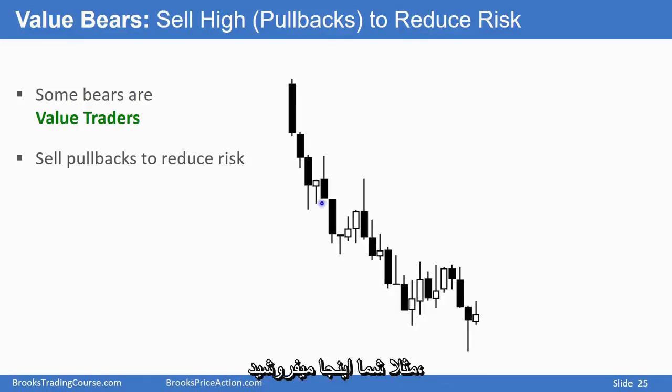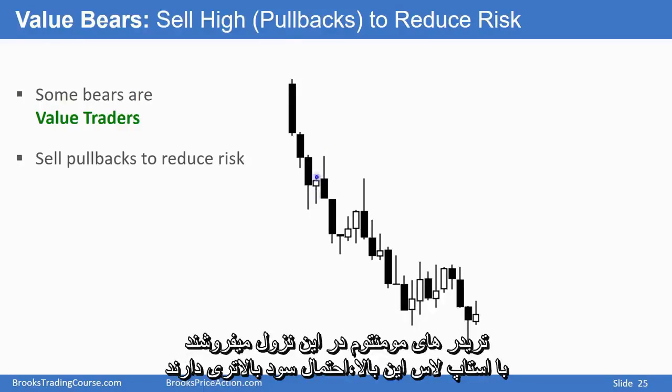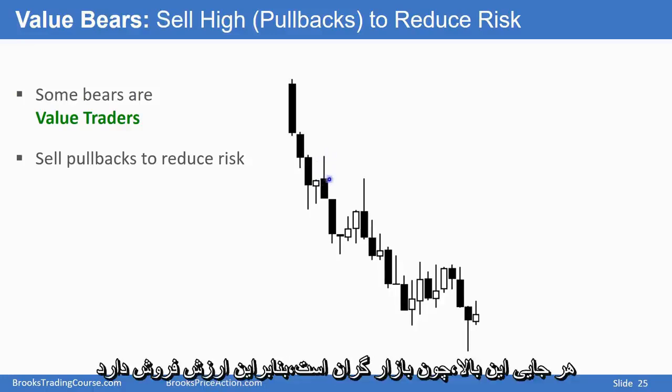Let's say you sell below this bar and then you enter in this bar, you have a bear breakout, your stop is up here. So your risk is less. Momentum traders selling down here, their stop is up here. They have a higher probability of profit. Value traders are selling here, anywhere up here, because the market's expensive, so they're getting good value on their sell.